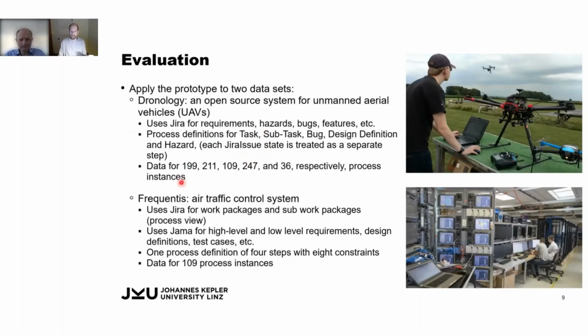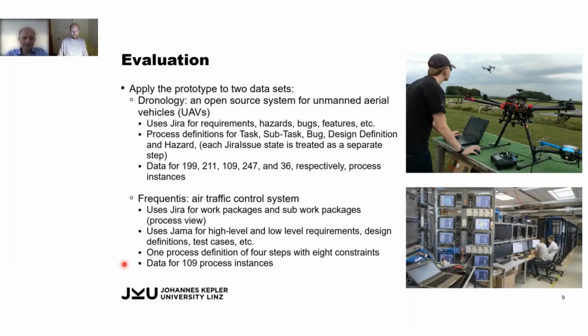And so we have between 36 and 211 process instances for which we did test our approach. And also from our company partner, Frequentis, they build air traffic control systems. They use Jira for work packages and Java for requirements, design definition, and test cases. Their one process definition is roughly the 4 steps you saw in the motivating scenario in the beginning. And there we took the data for 109 process instances.